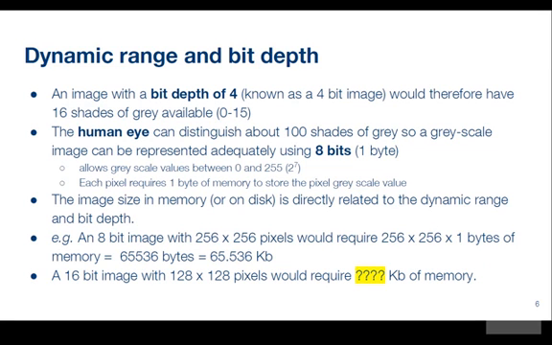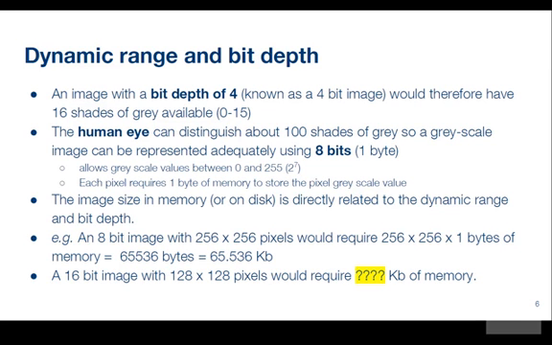Just using 8 bits per pixel allows us to have grayscale values between 0 and 255. That's 2 to the power 8 values. Each pixel is going to require 1 byte of memory to store that information, because there'll be 8 bits, so 1 byte. So the image size that we see on the disk is directly related to the dynamic range and the bit depth. This range of grayscale values that we have is known as the dynamic range of the image.